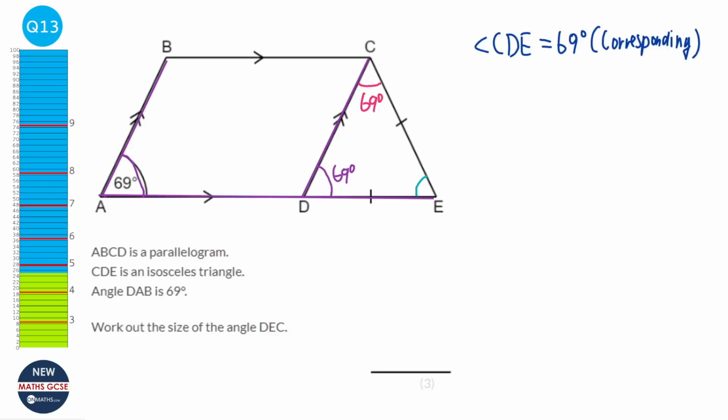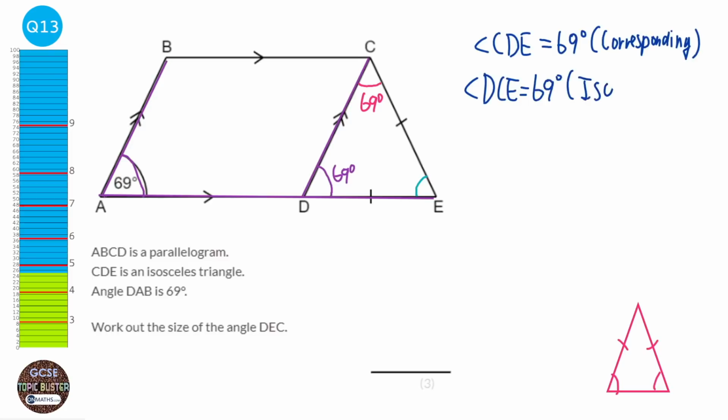69 because they're the bottom two angles in a triangle. Now, when I say that, I mean when an isosceles triangle is the right way up, the bottom two angles are equal. So they're the bottom two angles in an isosceles, although the isosceles is on its side here. And we need to write that down. So it would be angle DCE equals 69 degrees. And this time it's because it's an isosceles triangle.